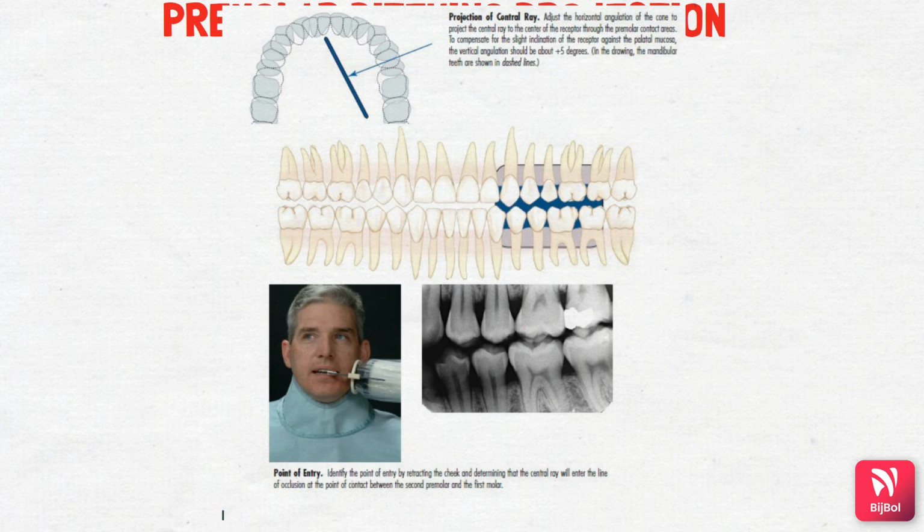To compensate for the slight inclination of the receptor against the palatal mucosa, vertical angulation should be given, which is about 5 degrees, that is positive 5 degrees. Point of entry: we have to identify the point of entry by retracting the cheek and determining that the central ray will enter the line of occlusion at the point of contact between the second premolar and the first molar.